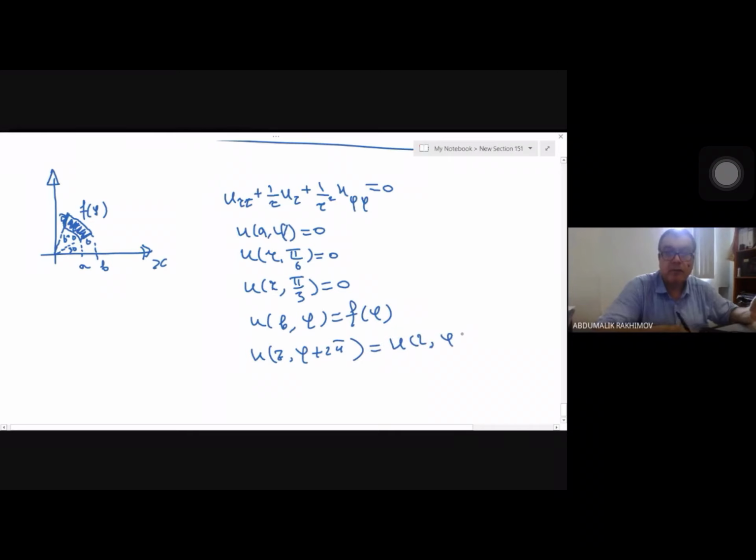Just try to solve this as homework. It's similar to the previous one, but the only difference is you have different angles, pi over 6 and pi over 3. In the previous one it was 0 and pi over 2.